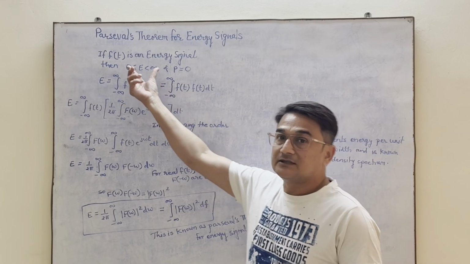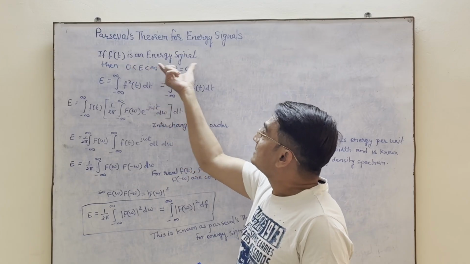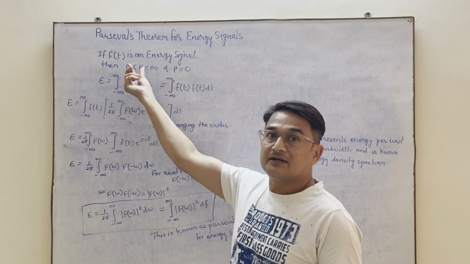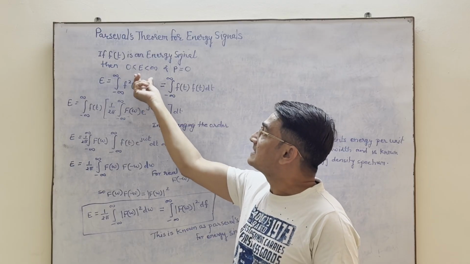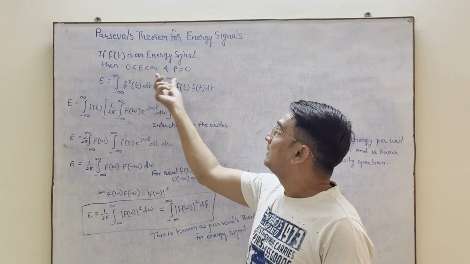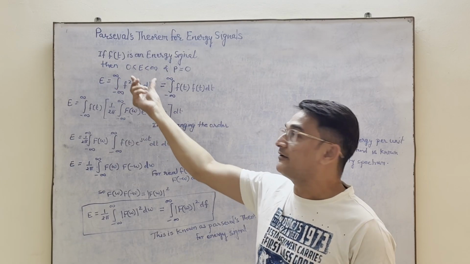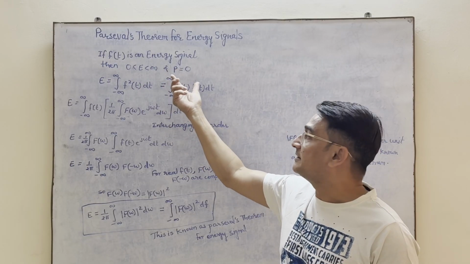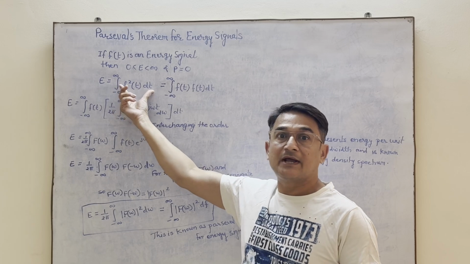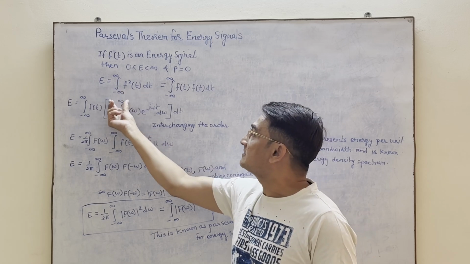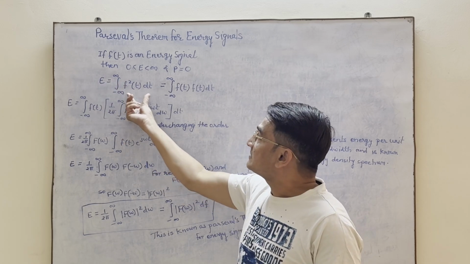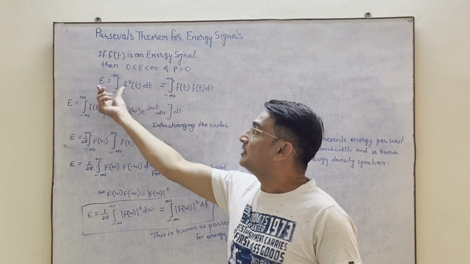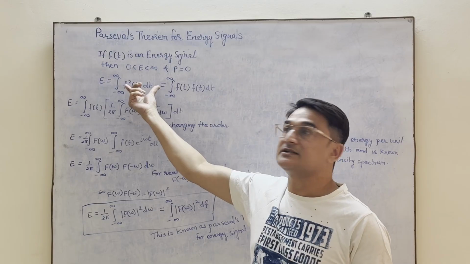So for that, just see, if f(t) is an energy signal, then energy is finite, which we can write in this form: 0 is less than E is less than infinity. That means it will be in some finite range, and P is equal to 0. That is, power of that signal is 0. So the formula for energy is E equals the integral from minus infinity to infinity of f squared(t) dt, where f(t) is an energy signal. So by this formula we can calculate the energy of the signal.